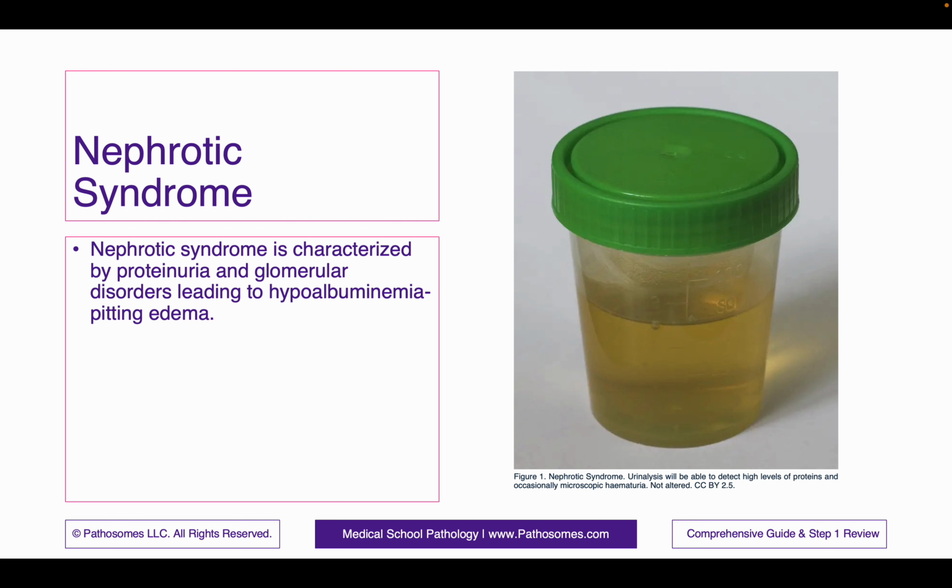Nephrotic syndrome is characterized by proteinuria and glomerular disorders, leading to hypoalbuminemia and pitting edema. To the right here, we can see a collection receptacle of urine, right? Because a urine analysis will be utilized to detect the high levels of proteins and the occasional microscopic hematuria that may be present.